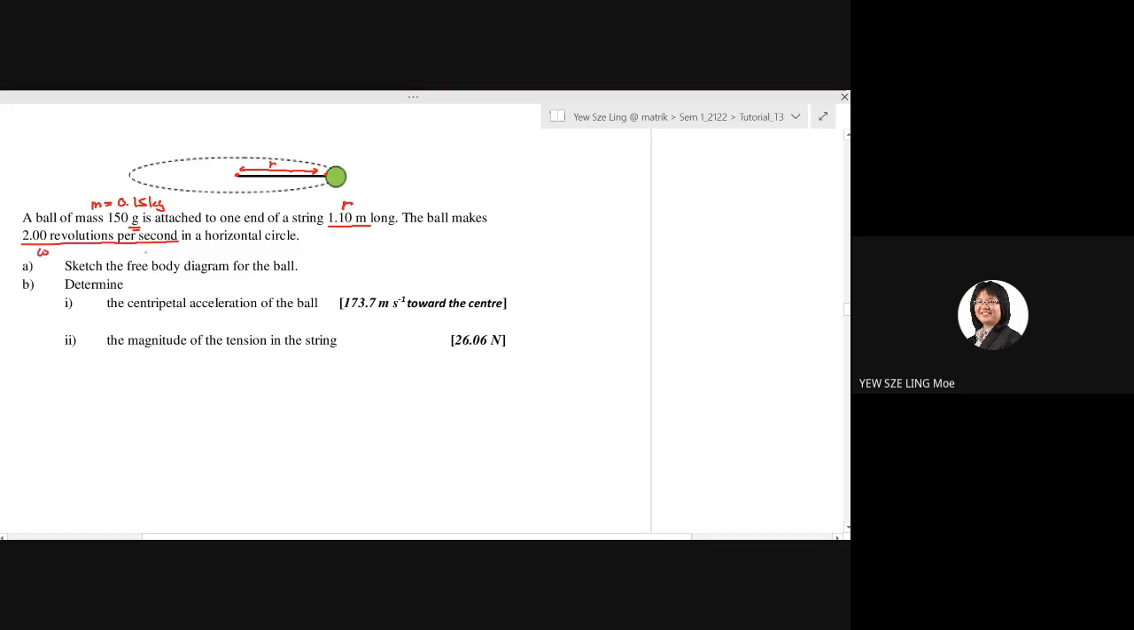Obviously, this is our omega in a horizontal circle. So sketch a free body diagram for the ball. This is the ball. Now, it's located on the right-hand side of the circle. So this is my free body diagram.